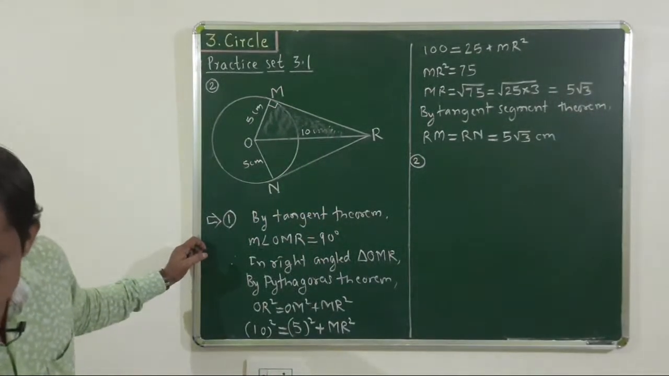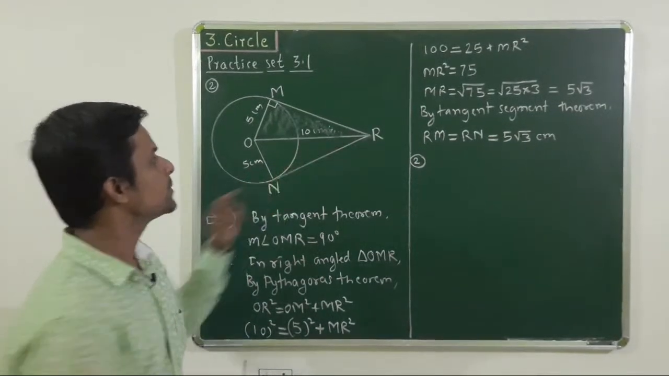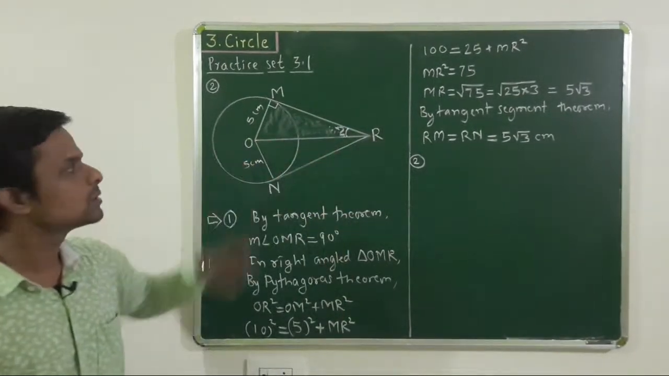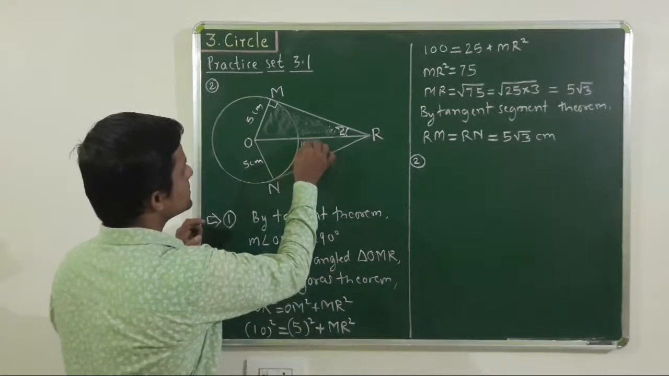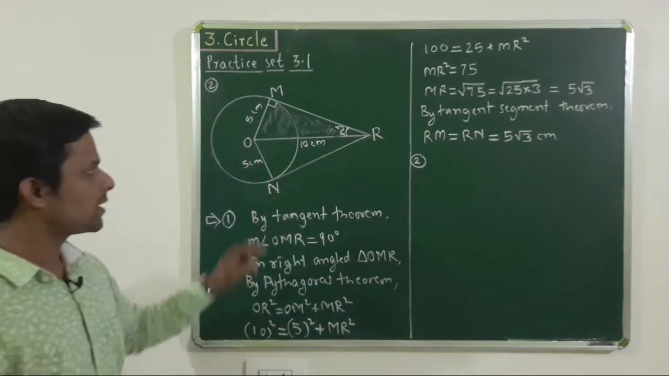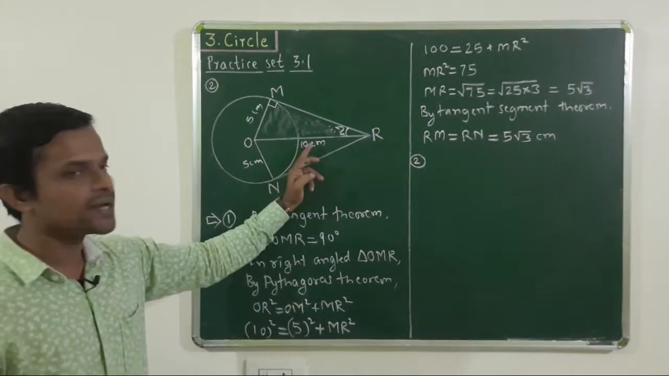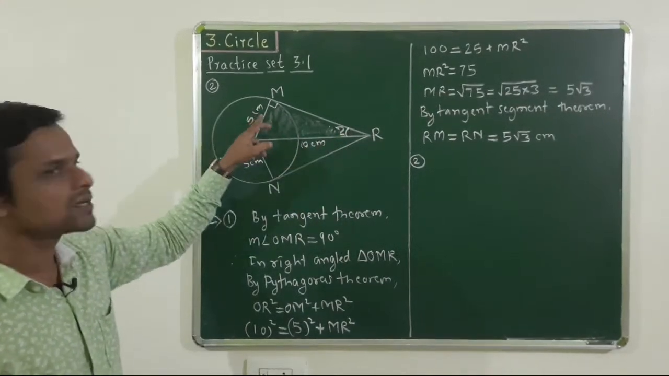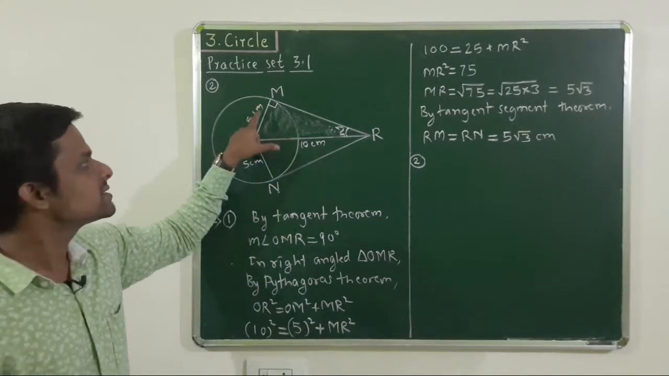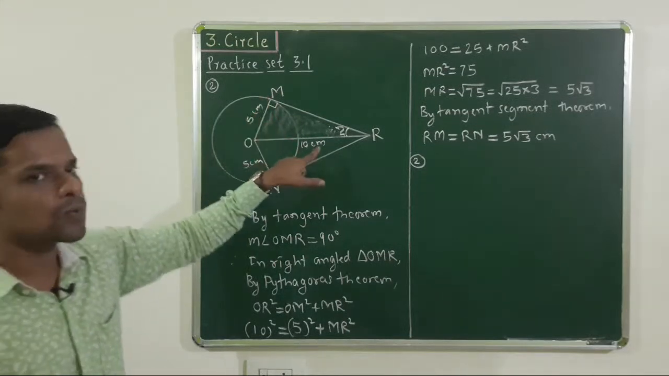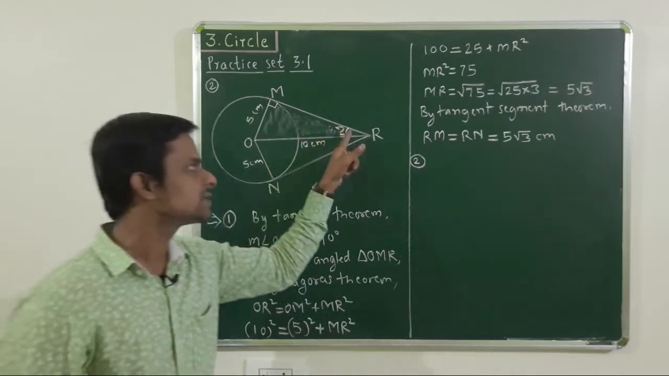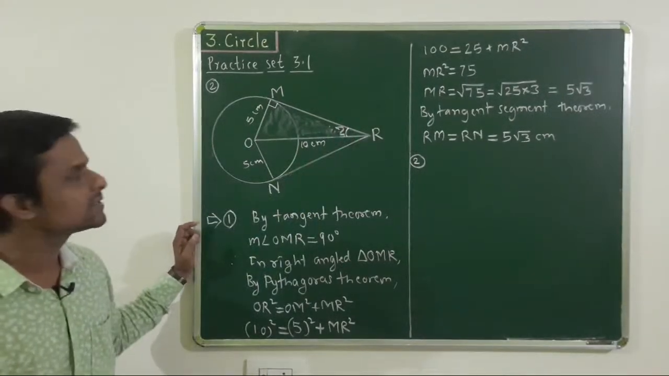What is the second sub question? We have to find the measure of angle MRO, the measure of this angle. For that, observe the right angle triangle OMR. OR is the hypotenuse which is given as 10, and this side which is opposite to this angle is given as 5. And what is the relation between 5 and 10? 5 is half of 10. Since one angle is a right angle and 5 is half of 10, the angle opposite to that side must be 30 degrees by using the converse of the 30, 60, 90 degree triangle theorem.